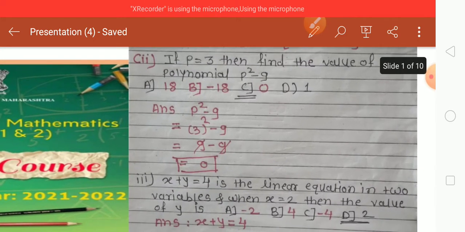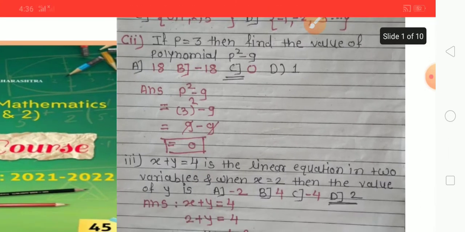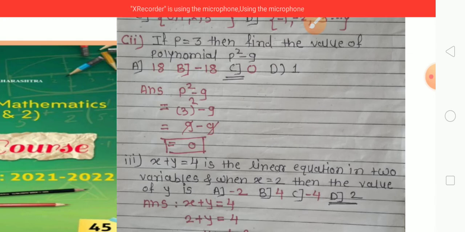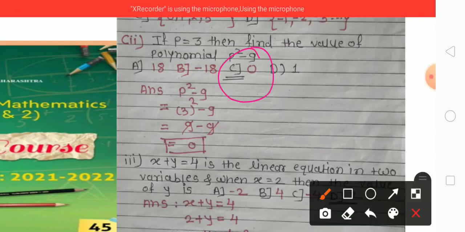The second: if p is equal to 3, then find the value of the polynomial p square minus 9. See here, putting the value 3 in place of p, p square is 3 square minus 9. So 9 minus 9 is 0. So we get the answer 0. The value is 0.